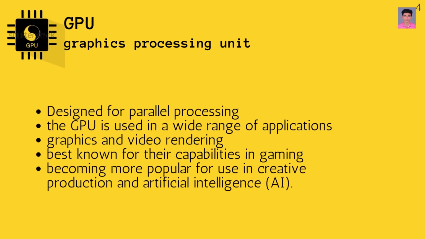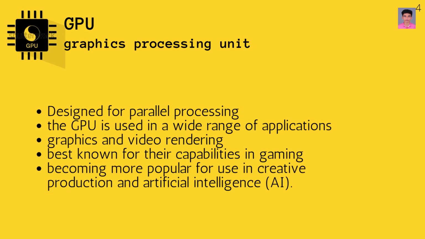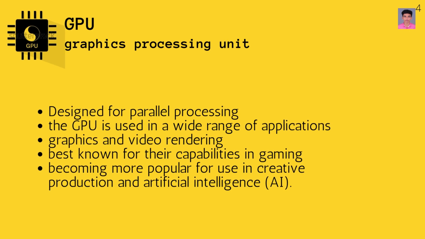Then comes GPU or graphics processing unit. These are designed for parallel processing. The GPU is used in a wide range of applications such as graphics and video rendering, and it is best known for its capabilities in gaming. It is becoming more popular for use in creative production and artificial intelligence.